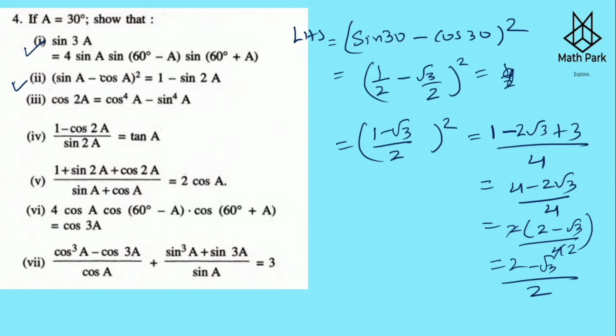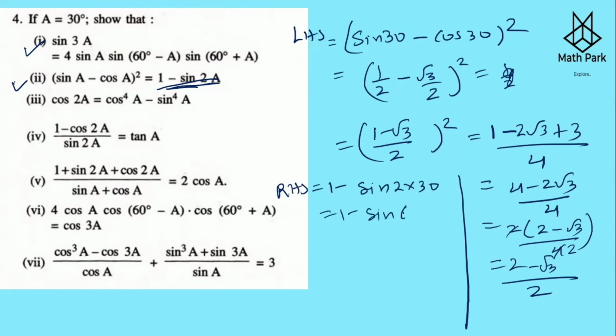Let us start with the RHS of this part, which is 1 minus sin 2A. Space is less. So, RHS is 1 minus sin 2A, that is sin 2 times 30, which is 1 minus sin 60. Sin 60 is root 3 by 2. 1 minus root 3 by 2, which is, when I take the LCM, 2 minus root 3 by 2. And thus, we get LHS is equal to RHS.